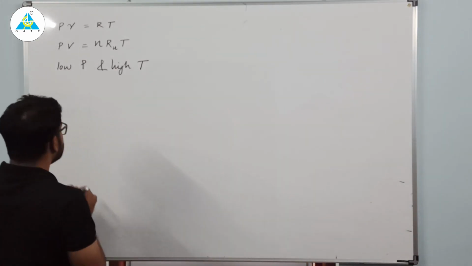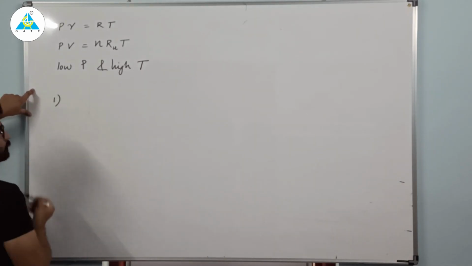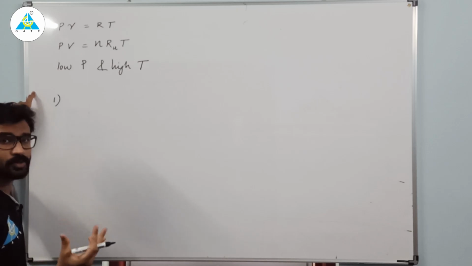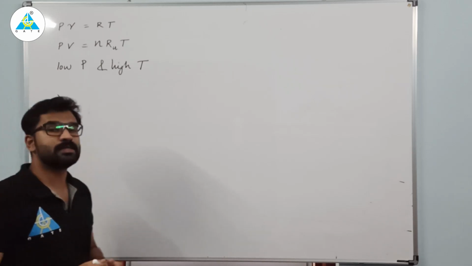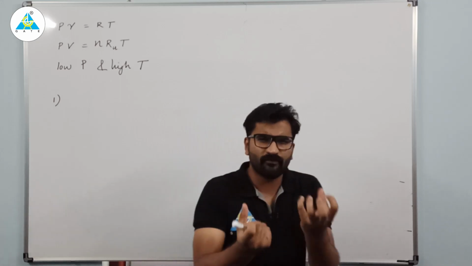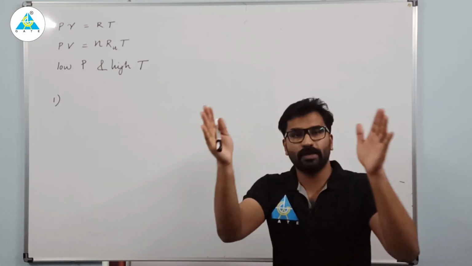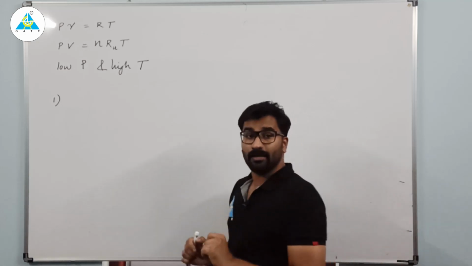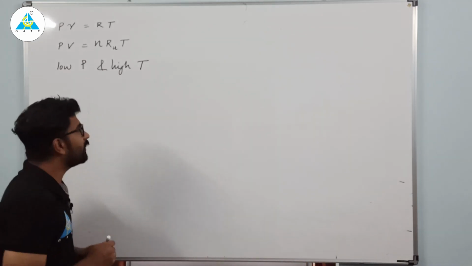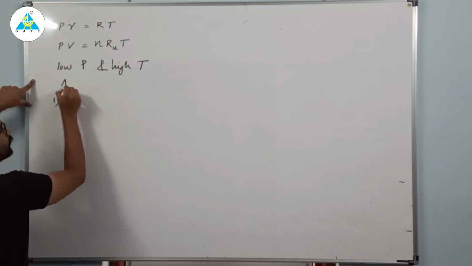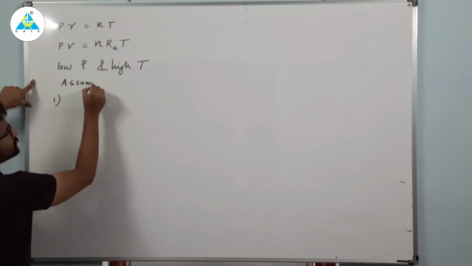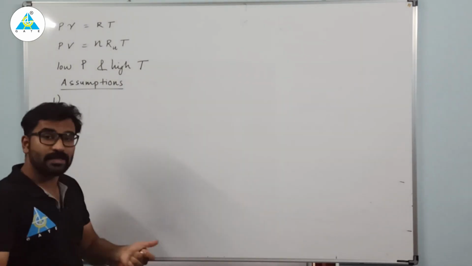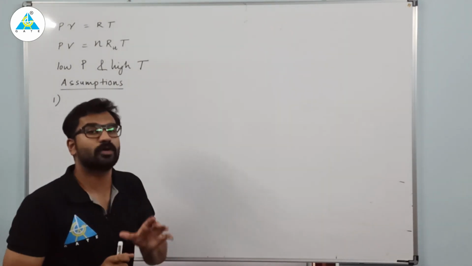So what are the two assumptions? First assumption is that gas molecules possess no volume. That is our first assumption. Simply I will start from the beginning. Our two assumptions in the ideal gas equation of state are based on the microscopic behavior of the gas molecule.